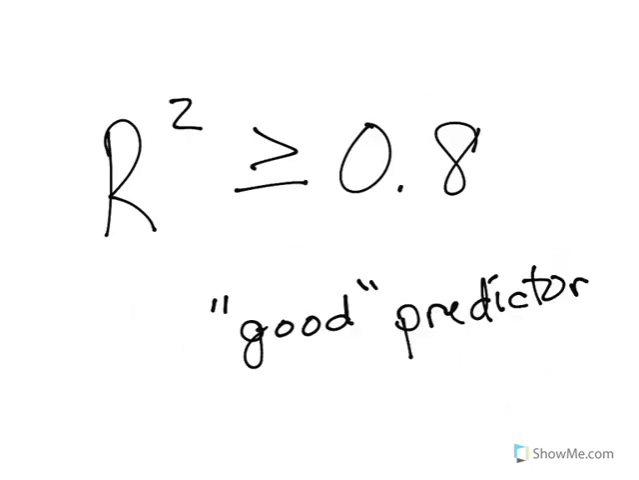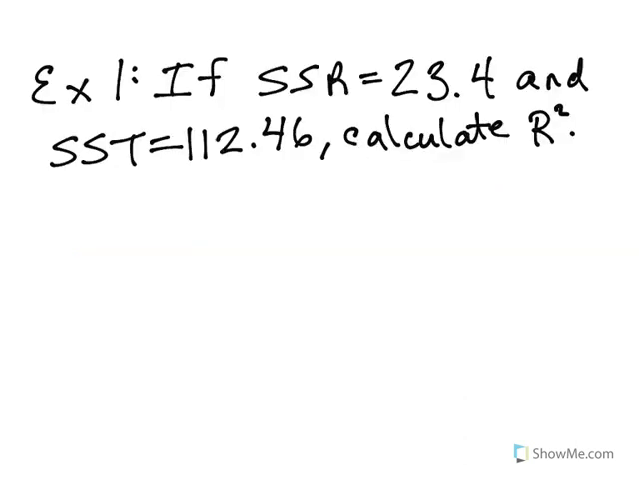There it is. The good predictor is 0.8 or greater. So anything 0.8 or greater, we'd say yes, we can use that least squares regression line to predict. Anything less than 0.8, we would say, nah, probably not. Let's look at two examples. If the sum of squares regression is 23.4 and the total sum of squares is 112.46, let's calculate r squared.